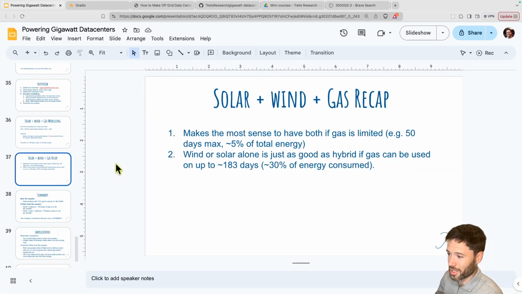To recap then on the hybrid systems, it makes the most sense to have both solar and wind if the gas is very limited. So if you have some regulatory constraint that you can only use 5% or 10% of your energy coming from gas, then it can make a lot of sense to start adding in solar, at least in a geography like Ireland. If you have a geography where there's just a lot of sun, you might find that it still makes sense to focus on sun. On the other hand, wind or solar alone, so just focusing on one, is just as good as hybrid if the gas can be used. So if you have the ability to use gas up to half of the year, then it'll probably be just as good to use wind on its own or solar on its own, depending on which geography you're in.